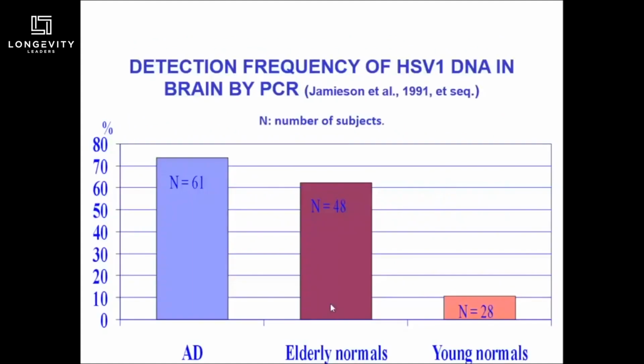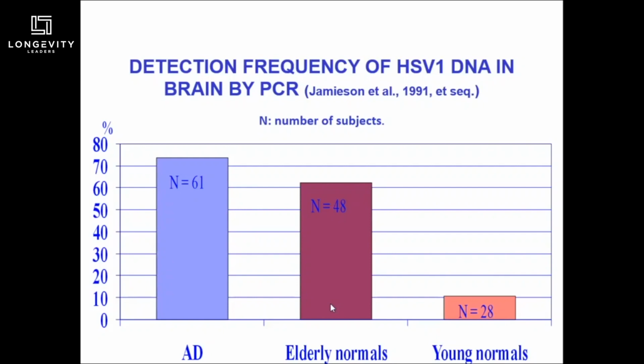We looked by PCR for a sequence in the viral DNA in brain, and we looked in 61 specimens, sometimes 2, sometimes 3 specimens from frontal and temporal lobe, occasionally hippocampus, from each brain: 61 Alzheimer patients, 48 elderly normals, and 28 young normals. And what we got was, this is the detection frequency, the proportion of people who had virus in brain. And as you can see, the values for the Alzheimer's and the elderly normals are similar, 70% and 60-something percent.